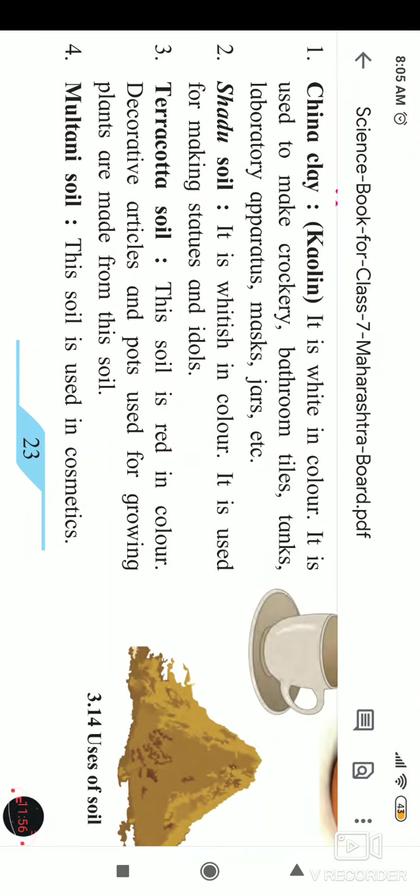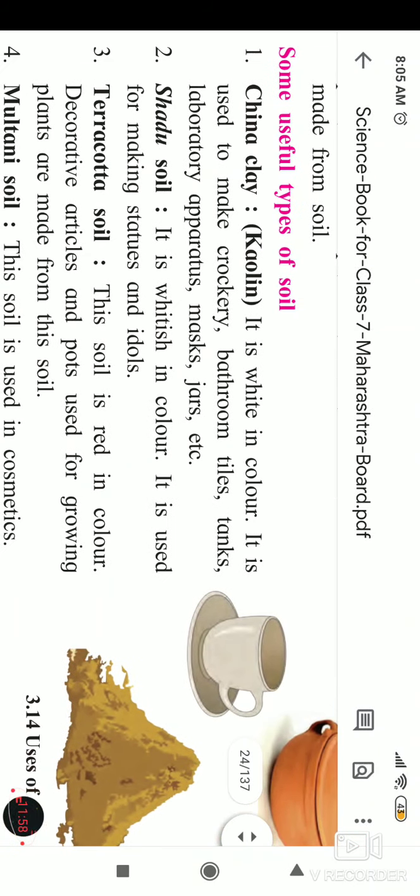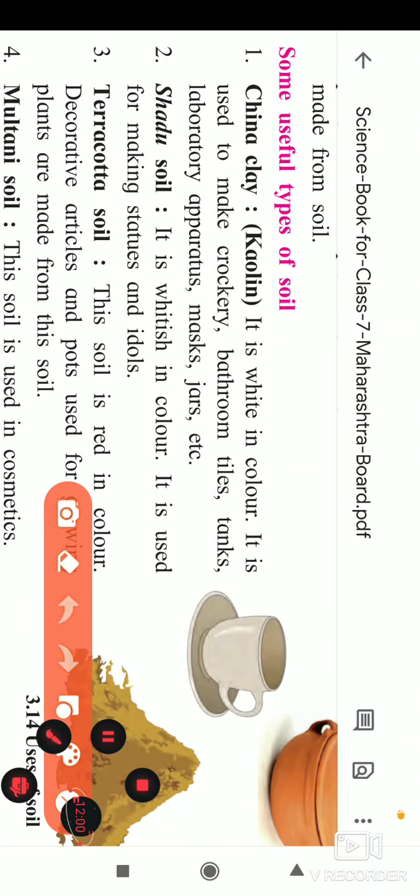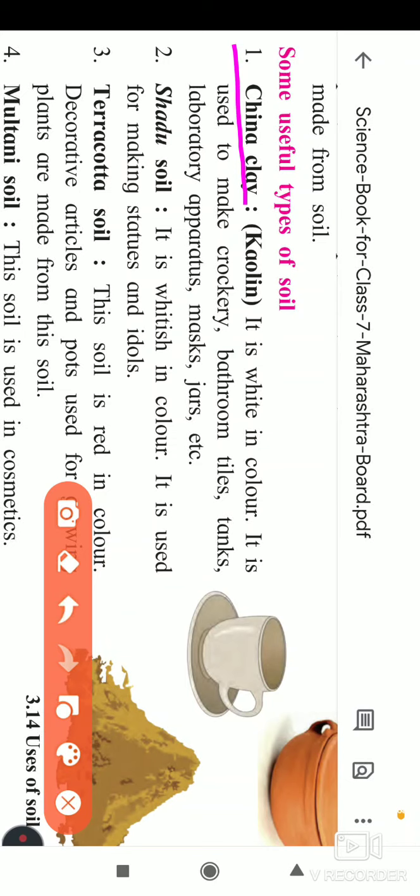Now we will see some useful types of soil. As we see, soils have different types, and inside them some more soils are there. The first soil is china clay. It is called kaolin. All these things, the saucer and cup, are made of it. It is white in color, and it is used to make crockery. Crockery means teapots and all such items are made up of china clay.